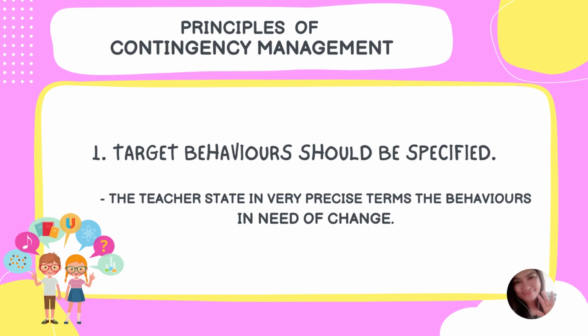Number 1, target behavior should be specified. In this stage, teachers must state in very precise terms those behaviors in need of change. This may involve increasing deficit behaviors, for example, increasing the number of appropriate behaviors or their strength in a particular area, or reducing problem behaviors, for example, reducing or eliminating inappropriate behaviors in a specific area.